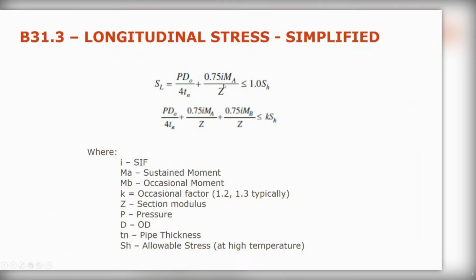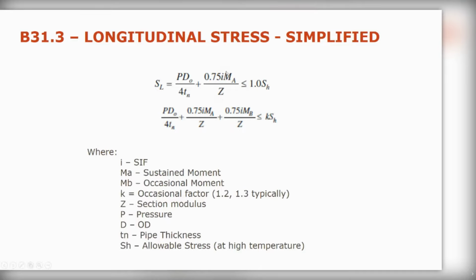Plus we add to it this. So 0.75 is basically just a factor. i is our stress intensification factor, which can be found in the codes and appendices as well. Z is the section modulus, so that's the modulus of our pipe. Depending on its size, etc., on the thickness of the wall, that will change.